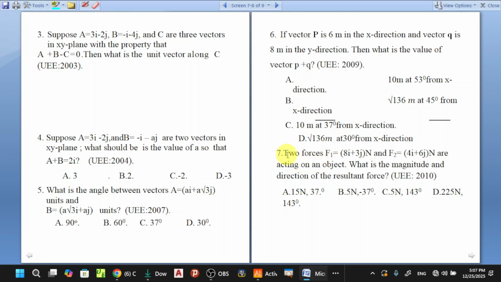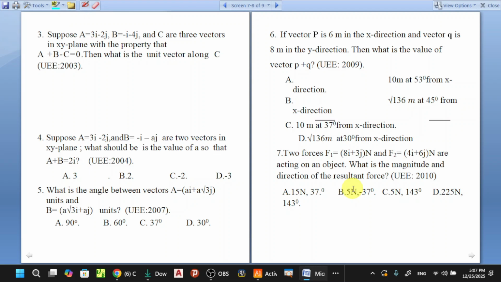The other question says two forces, F1 is equal to 8i plus 3j Newton, and F2 is equal to 4i plus 6j Newton, are acting on an object. What is the magnitude and direction of the resultant force? If you want, I can solve this one for you. Hold on, let me take the problem: 8i plus 3j and 4i plus 6j.